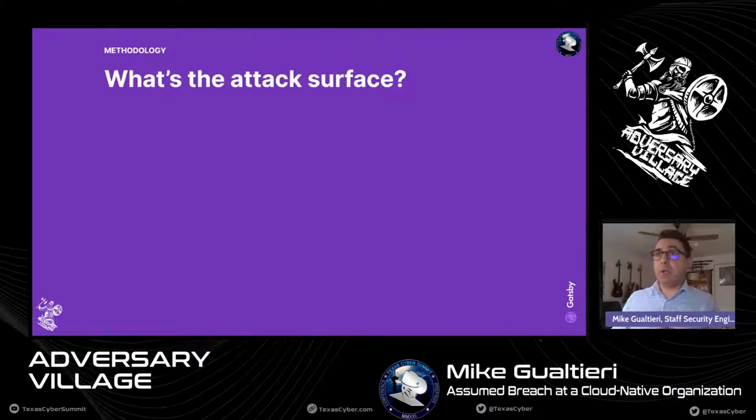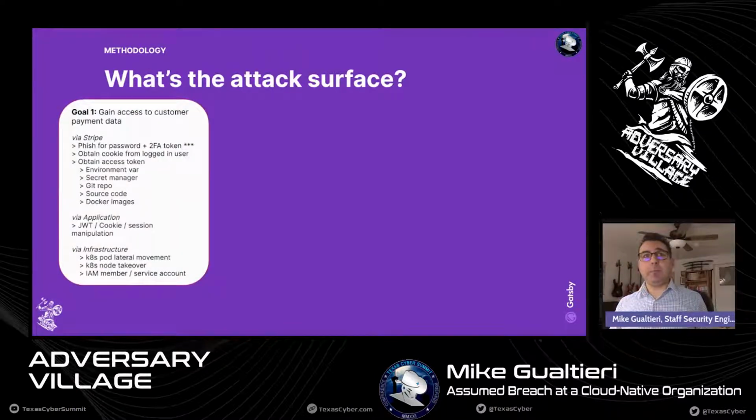Now that we know where the data is located, what's the attack surface? How can we access this data? And what would be the most likely attacks? So let's break down each from the previous slide. The goal of gaining access to customer payment data: well, it's obviously in Stripe. So if we can gain access to Stripe, we can get this data, right?